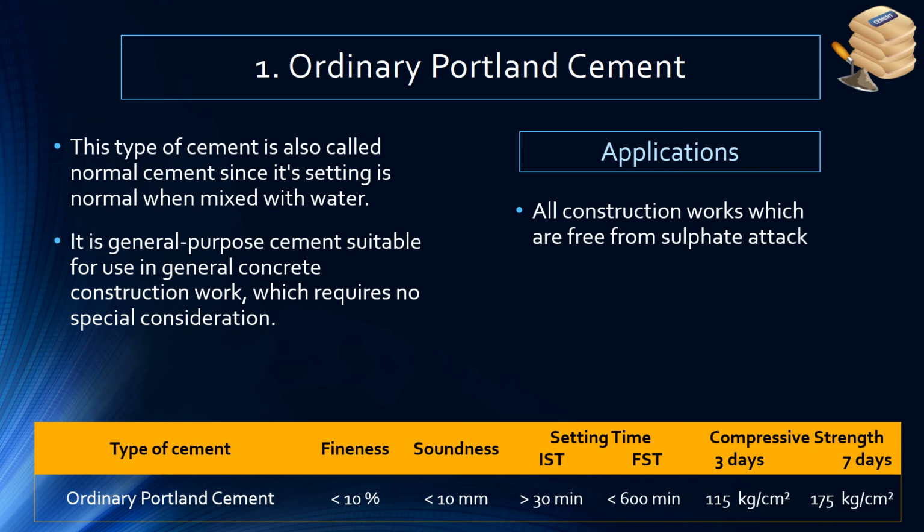All construction work which is free from sulfate attack. Sulfate attack on concrete is a complex process which includes physical salt attack due to salt crystallization and chemical sulfate attack by sulfates from soil, groundwater or seawater. Sulfate attack can lead to expansion, cracking, strength loss and disintegration of the concrete. Sulfate attack is generally attributed to the reaction of sulfate ions with calcium hydroxide and calcium aluminate hydrate to form gypsum and ettringite.